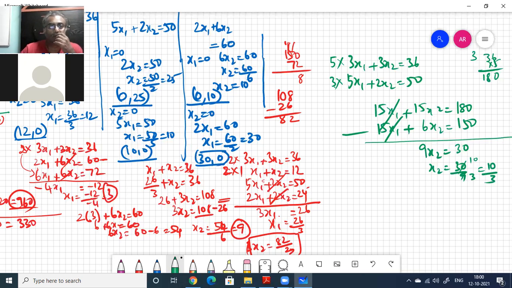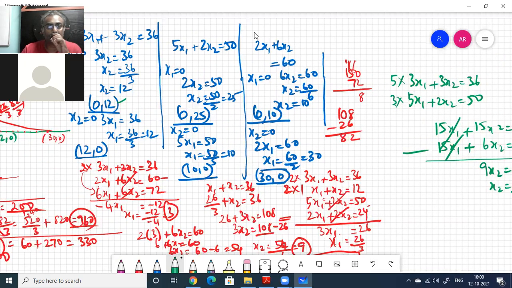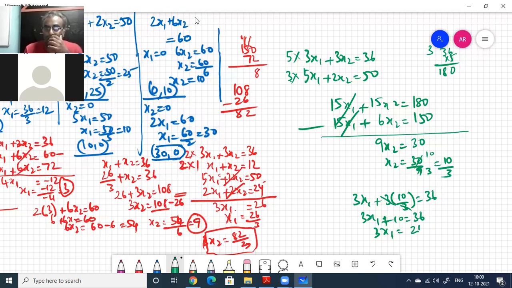What will be the x1 value? Maybe the question is wrong, uncle. I think there's a problem in the question. 3x1 plus 3x2 is equal to 36. Okay. So 3x1 plus 10 is equal to 36. 3x1 is equal to 26. x1 is equal to 26 by 3. Again, it's coming 26 by 3 and 10 by 3.